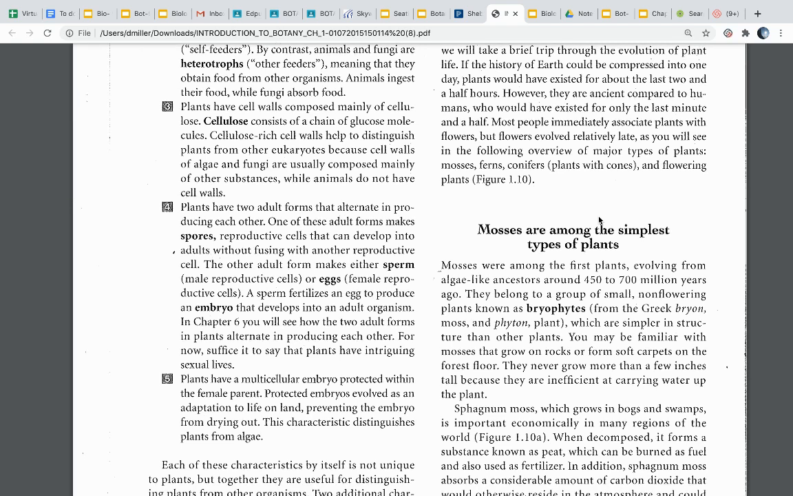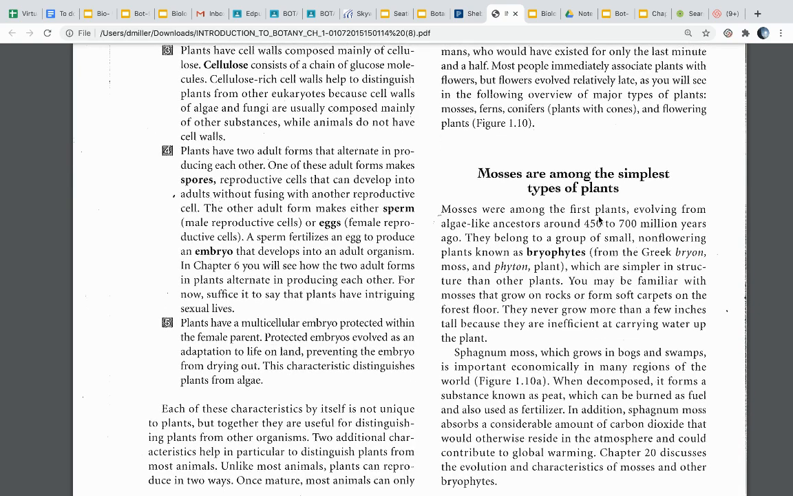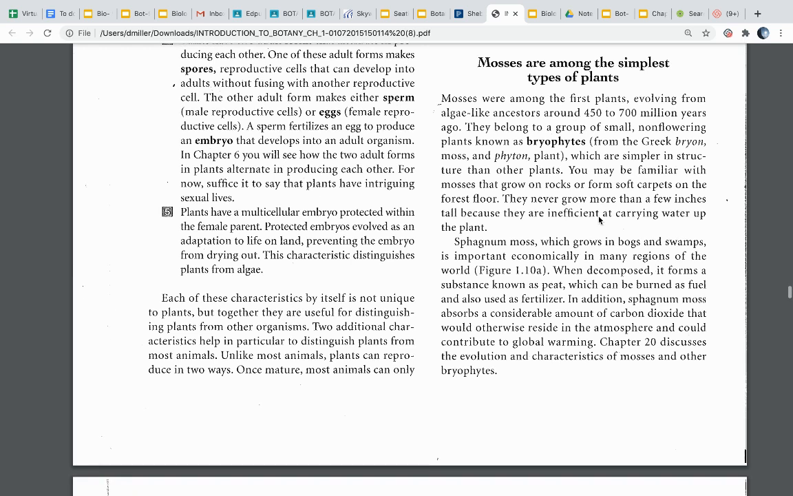following overview of major types of plants: mosses, ferns, conifers, or plants with cones, and flowering plants, Figure 1.10. Mosses are among the simplest types of plants. Mosses were among the first plants, evolving from algae-like ancestors around 450 to 700 million years ago.